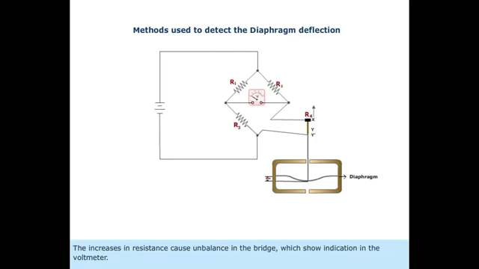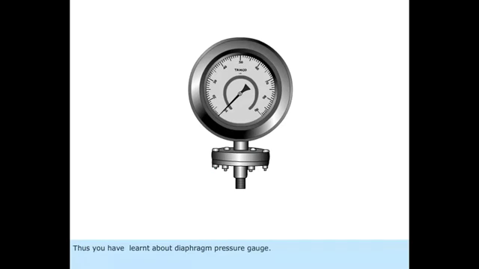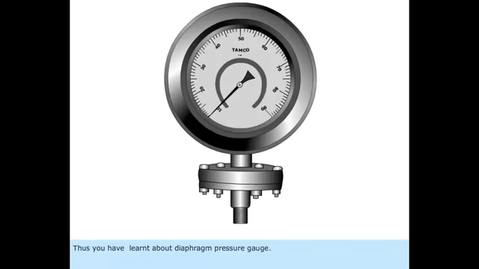The increase in resistance causes unbalance in the bridge, which shows indication in the voltmeter. By measuring this voltage value, we can calculate the amount of deflection or bend in the diaphragm. Using this displacement, unknown pressure can be determined. 4. Use of other velocity or displacement sensors. Thus, you have learned about diaphragm pressure gauge.